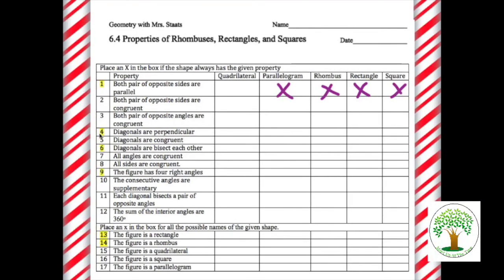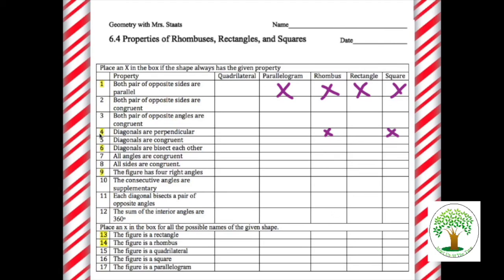All right, so number 4, diagonals are perpendicular. Now that we've written it on your note sheets, which one did we write that diagonals are perpendicular on? Rhombus, okay, and square. And if it's a rhombus, does it apply to anything else? Square, yes. I'm hoping that getting it on those note sheets is going to be much more helpful than going through your books.